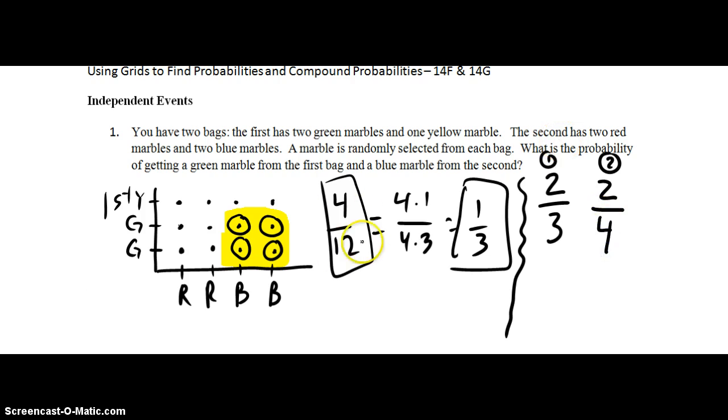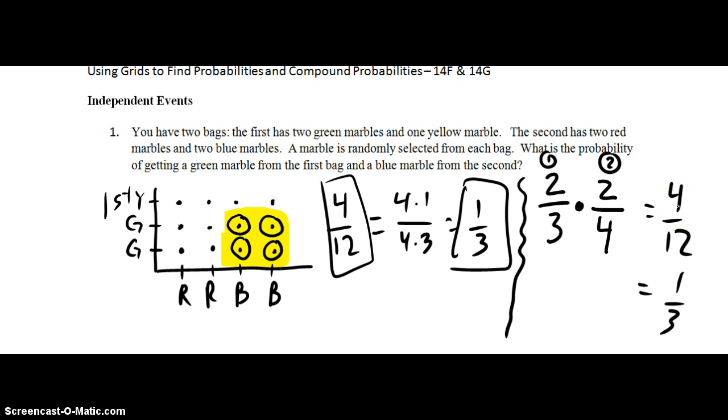Okay, and we know our answer is 4 over 12. Right? We know what the answer is because we drew it over here. What do you think we need to do with these fractions to get 4 over 12? Do you see it? You see what we need to do? Yeah, you can see that we just need to multiply them, right? 2 times 2 is 4. 3 times 4 is 12. And again, we can represent that as 1 over 3. But either one is acceptable. So that's what's called compound probabilities.